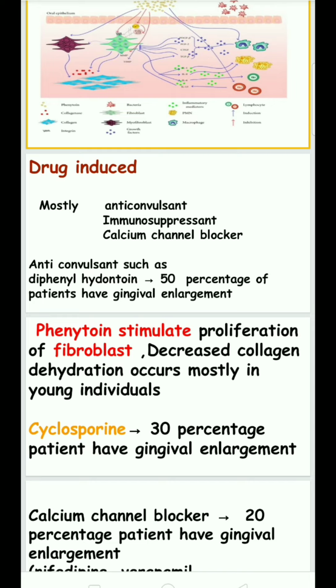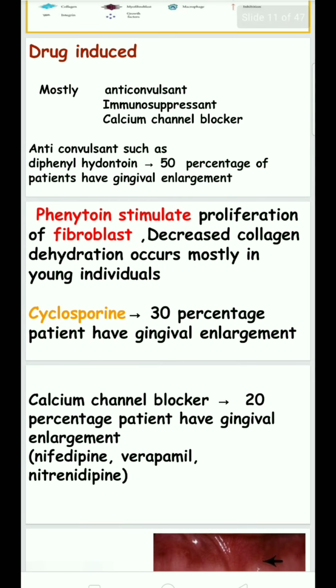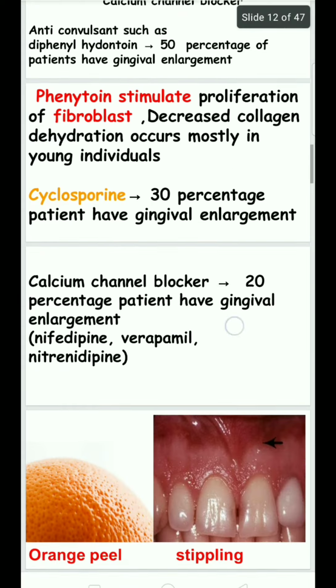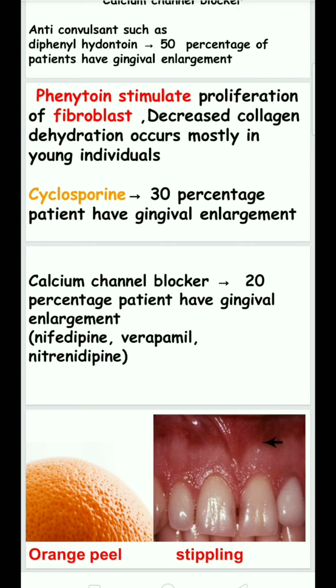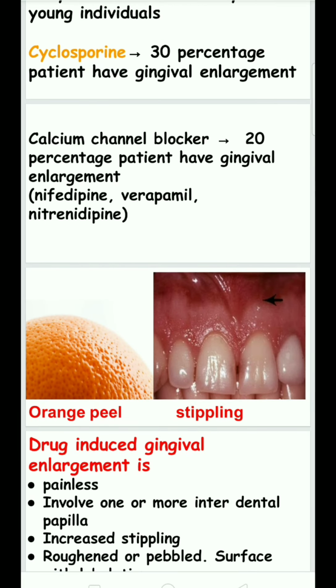Anticonvulsants such as phenytoin: 50% of patients have gingival enlargement, and phenytoin stimulates proliferation of fibroblasts. Also, decreased collagen degradation occurs, mostly in young individuals. Cyclosporin: 30% of patients have gingival enlargement, and with calcium channel blockers, 20% of patients have gingival enlargement. The calcium channel blockers are mostly nifedipine, verapamil, and nitrendipine.